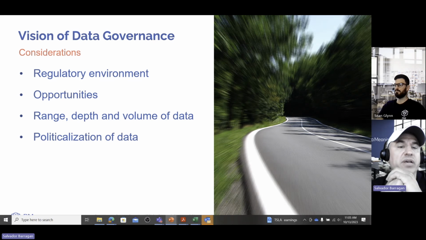So it's not just volume, but the volume is increasing our need to really address other areas of the data where before, if we didn't have that much data, obviously it was manageable, but now things are requiring us to really take a broad look at data. And the last one is to consider the politicalization of data. And I think this ties back to the regulatory environment.